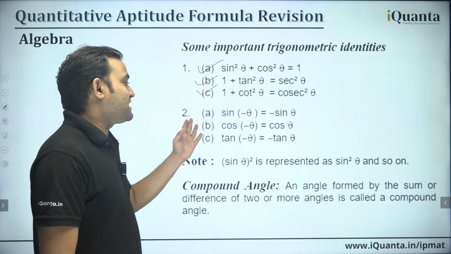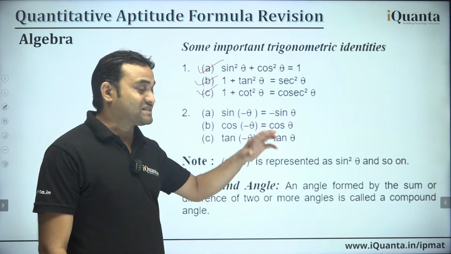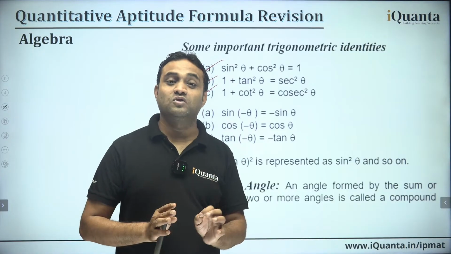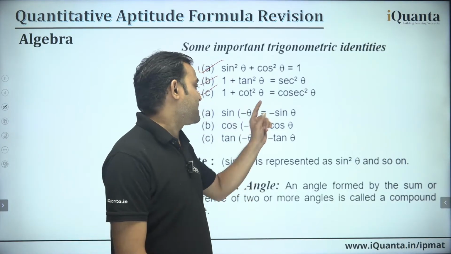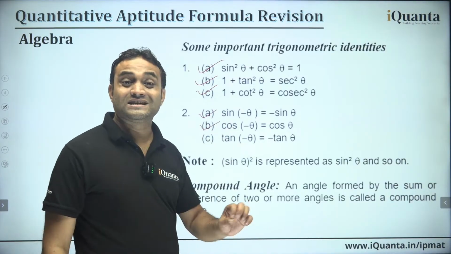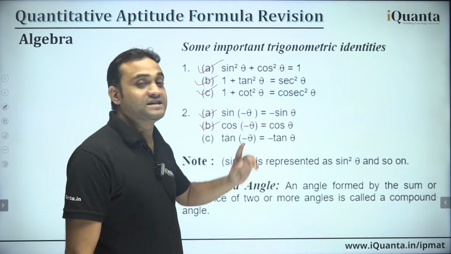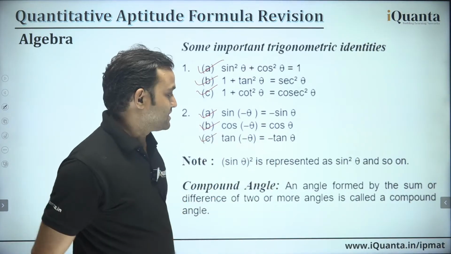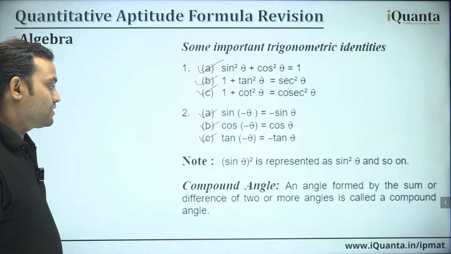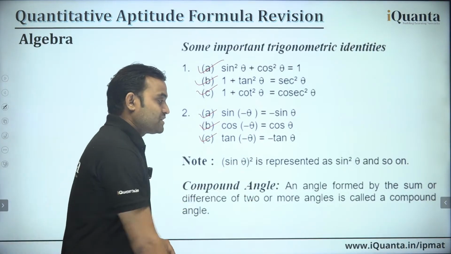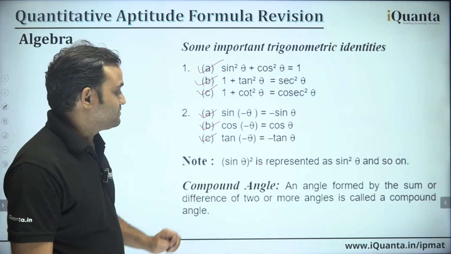Then comes sin minus theta is minus sin theta. Minus theta is denoted in the fourth quadrant. So in the fourth quadrant sin theta is negative, that's why it's negative. But in the fourth quadrant cos theta is positive, that's why cos minus theta is cos theta. But tan minus theta will again be minus tan theta. Now the representation: sin theta whole square is represented as sin square theta.